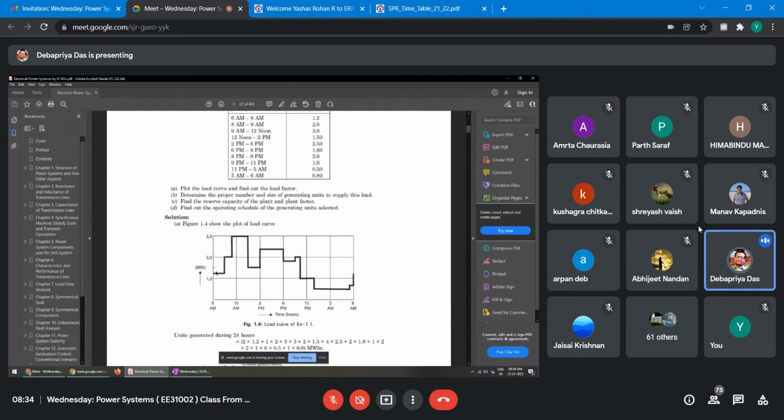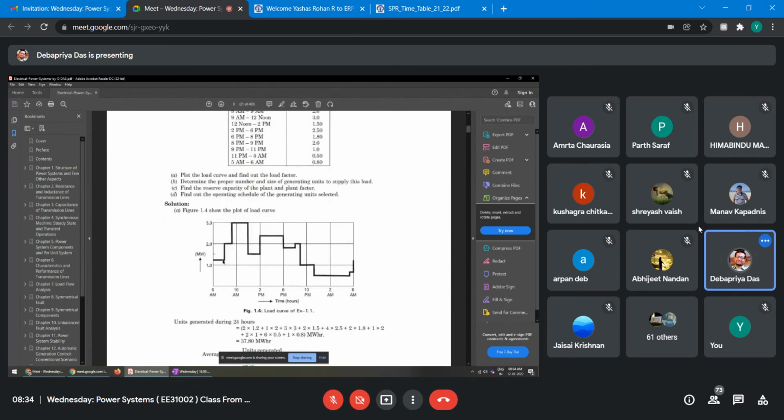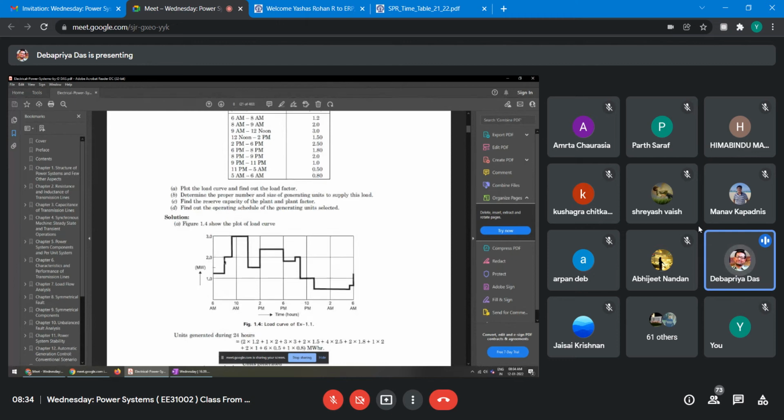So 6 to 8, it is given 1.2 megawatt. Then your 8 to 9, you jump from 8 to 9, it is 2 megawatt. Then 9 to 12 noon, it is 3 megawatt. That is the peak, out of which you see 3 megawatt is the peak. This is the peak, right?